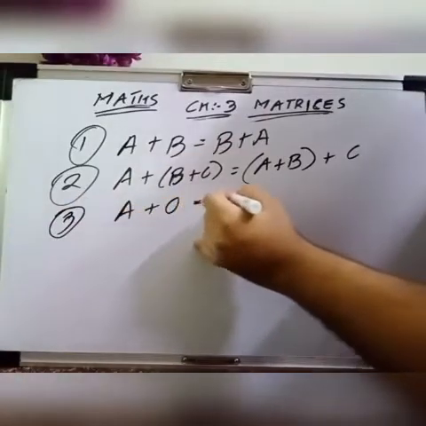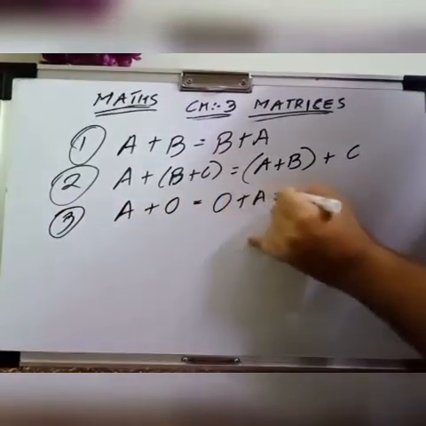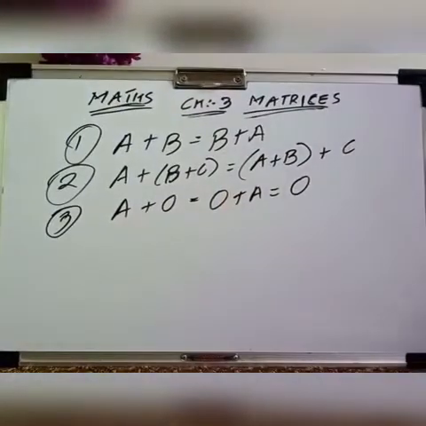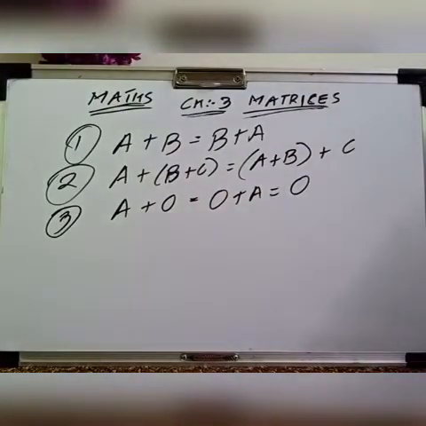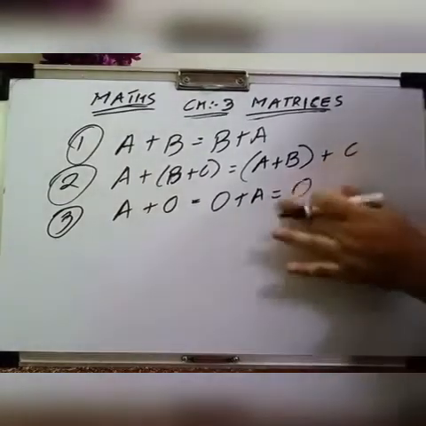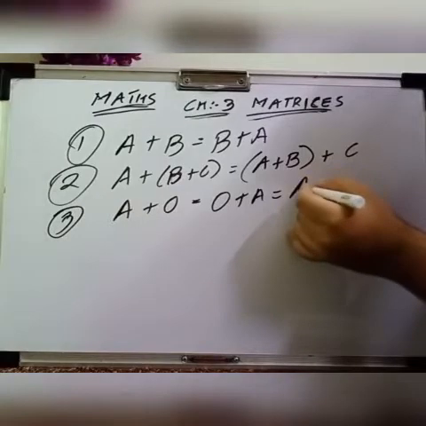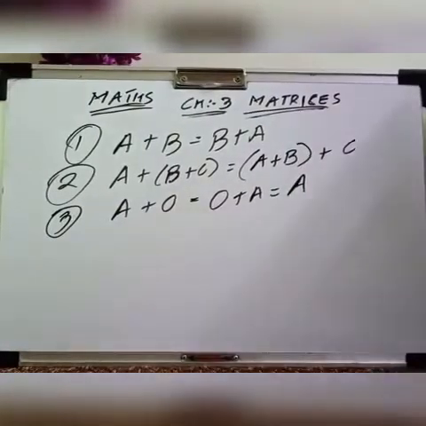Additive identity. Zero matrix or null matrix is the additive identity. If you add the 0 matrix with A, you will have again the same matrix A, right?